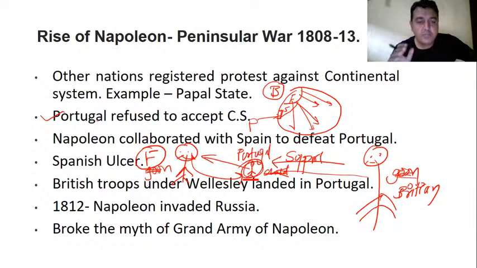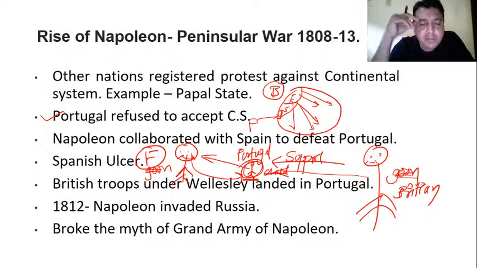So, why did Portugal refuse to accept the continental system? They challenged Napoleon just because they knew that Britain is with them, Britain is going to provide support to them. But my basic question to you, I always have such basic questions in my life: why is Britain going to support Portugal?